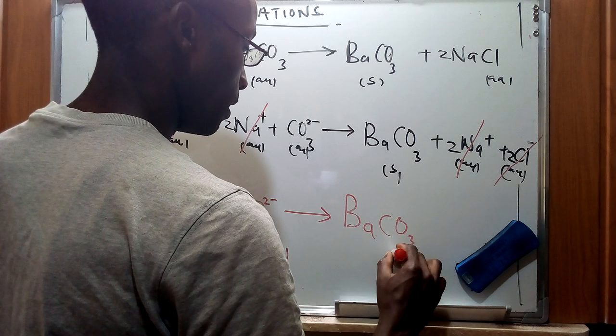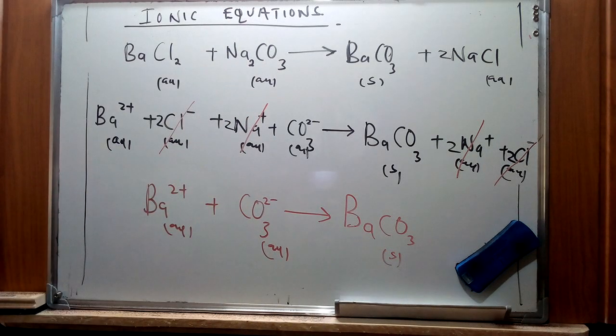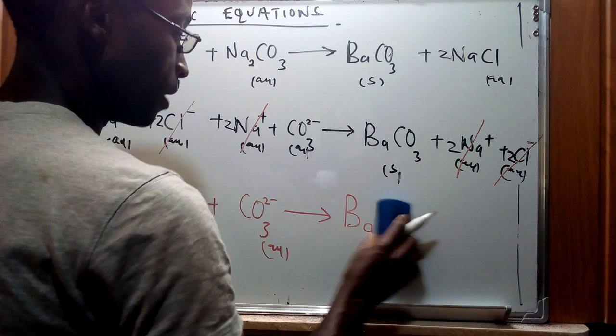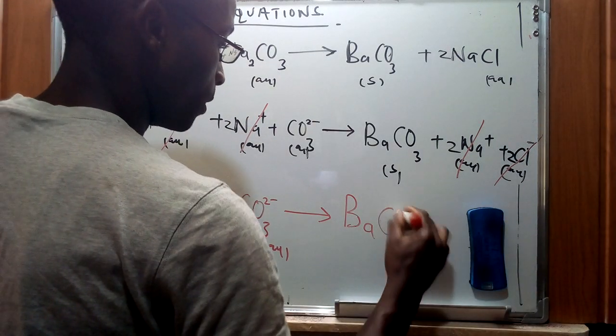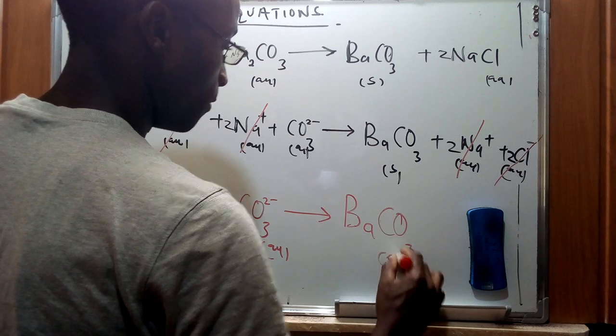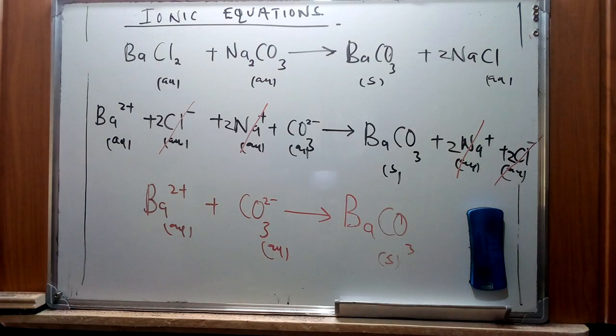So if we do a particular reaction or a specific reaction in the laboratory for this, we're going to have a solid that is going to form, which is of course a precipitate, and this precipitate will show the presence of barium carbonate.